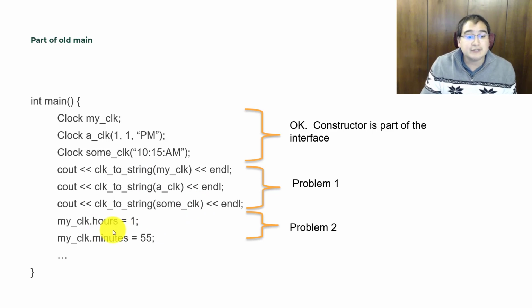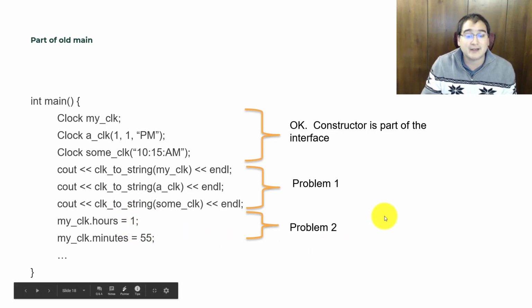Also, we're not allowed to just set the hours and minutes for our clock anymore. We used to be able to do this, but now that hours and minutes are both private data members, you're not allowed to view or modify them. So this is problem 2 that we're going to need to fix.